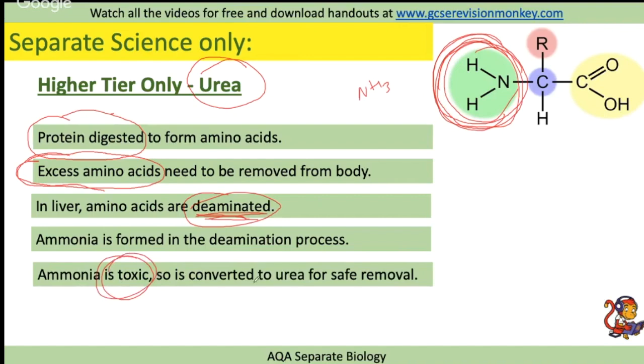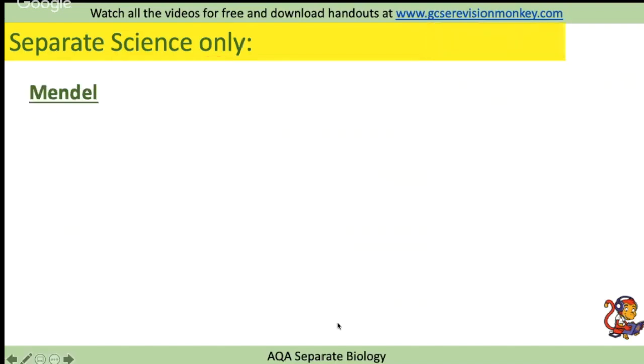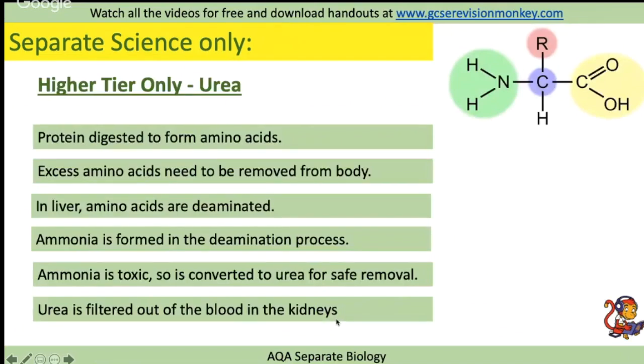So the ammonia is quickly converted into urea and then removed by the kidneys. So that is the process of deamination, which happens in the liver. And then the kidneys are the ones that remove the urea by filtration. The other thing before we move on to the genetics that they might ask is about the dialysis machine.